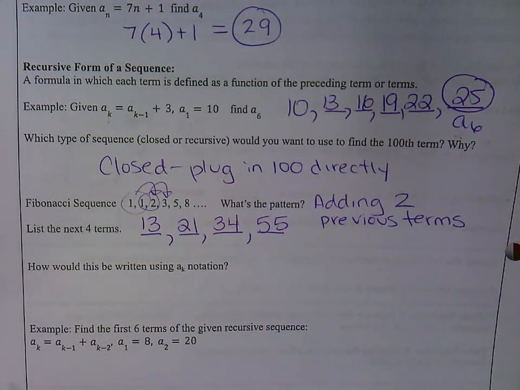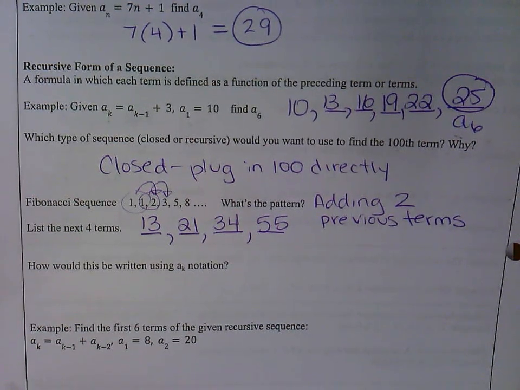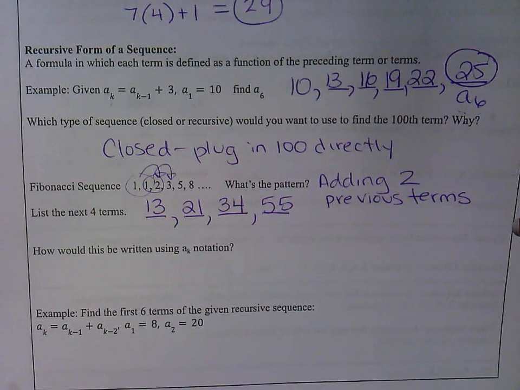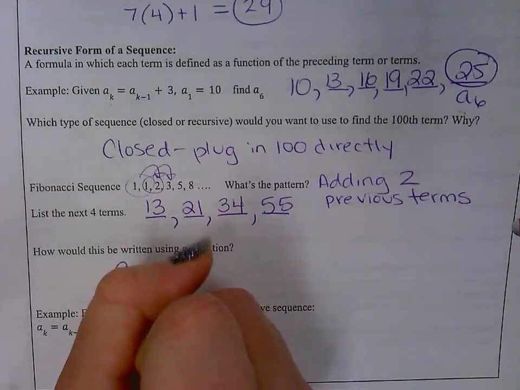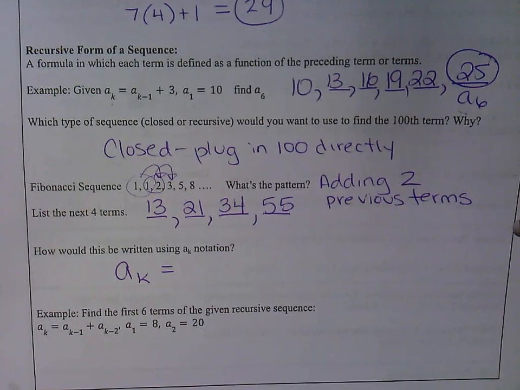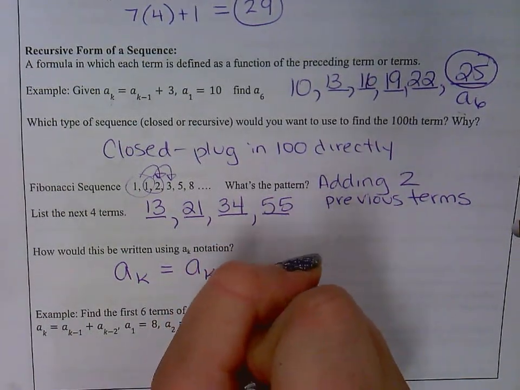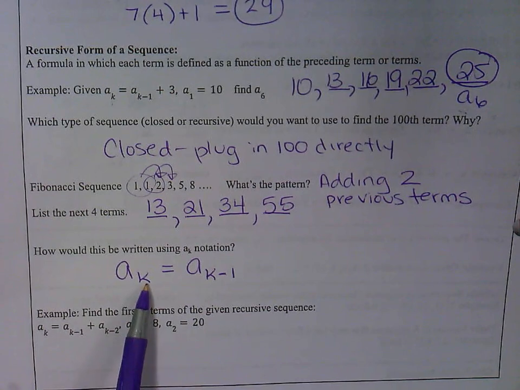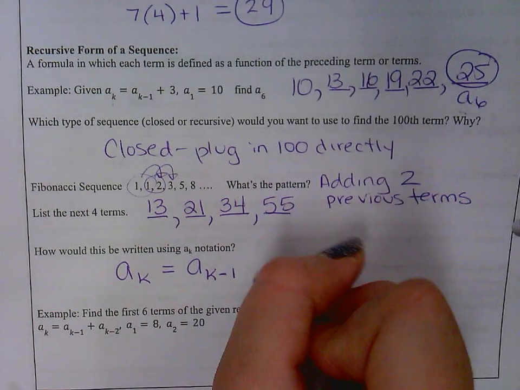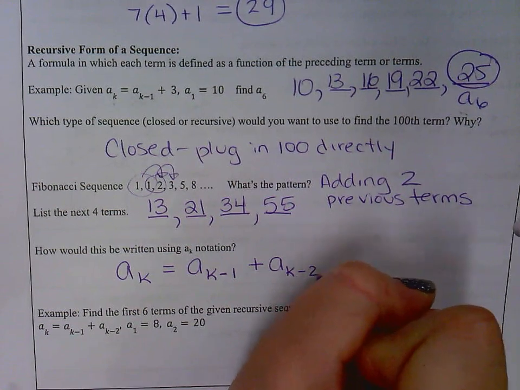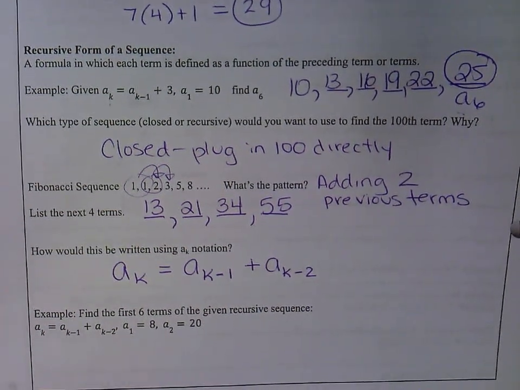And it says, how would this be written using A sub k notation? You don't know how to write this just yet, so we're just going to write it. You take the term that you want to get. How do you find it? You go to the term that comes before it, right? So if this is term 8, I go to term 7. But I have to add the term that comes 2 before it. So if this was A sub 8, I would take A sub 7 and I would add A sub 6. I'm not plugging it into the formula though. I'm just going backwards and saying, I want to grab these 2 terms, add them together, and that will give me the next term.